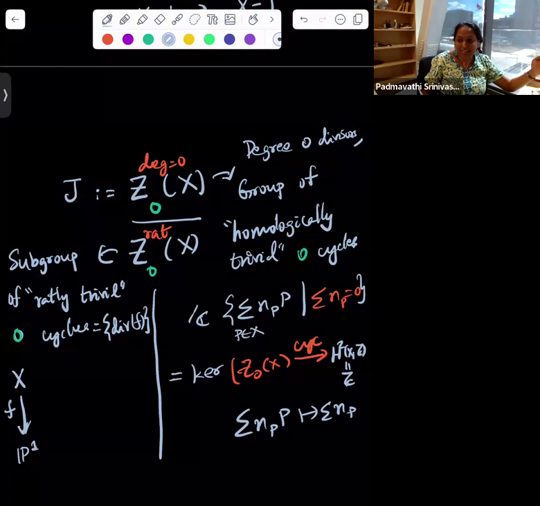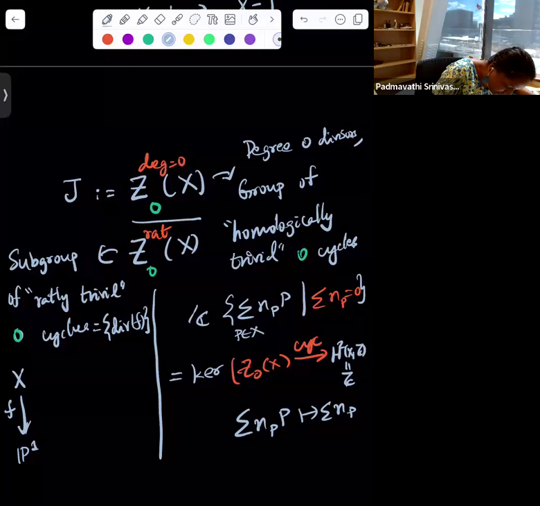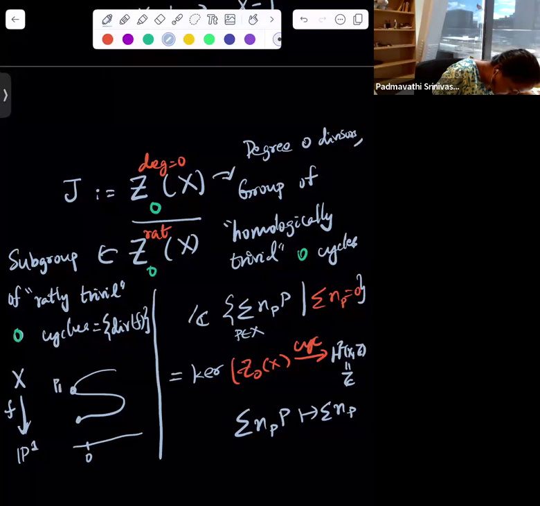So you can think of it as giving a map to P1. So it's a branch cover of the sphere, of the Riemann sphere. And you collect together information on where this function has zeros and poles, right? So you have zeros maybe at these points, some of them with multiplicity, and then you have a pole at these three points.